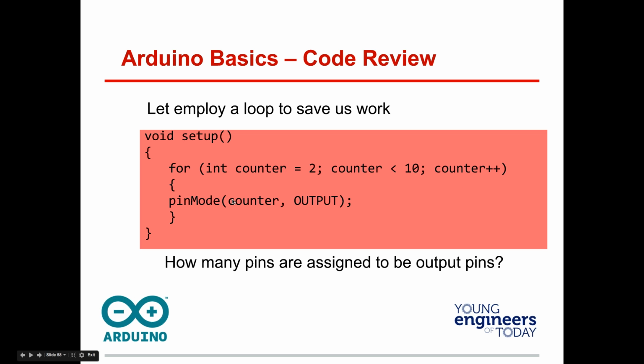First time through, it's 2. It comes down here, it says pinMode 2, output. Then it's going to swing through again and add 1 to counter. Counter's now 3. Is that less than 10? Yes, it is. This is 3, comma, output. So the third pin is going to be an output, and so on.